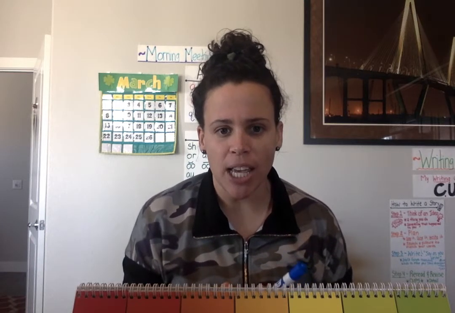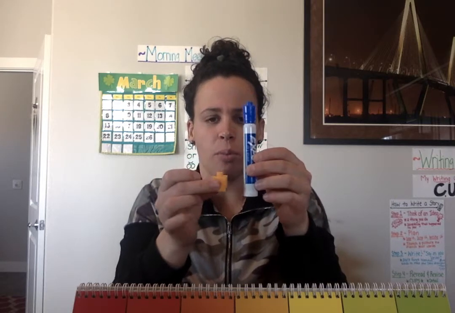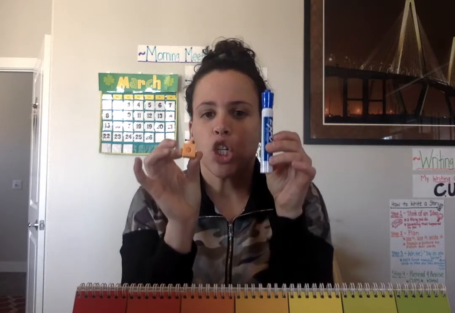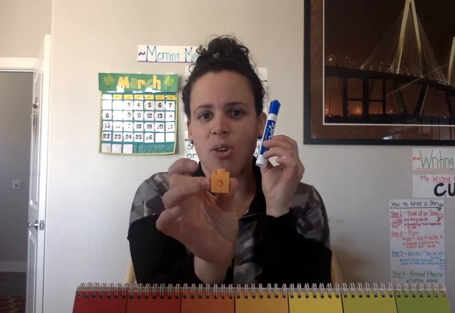Our new topic, topic 12, is all about measurement and measuring. Yesterday we talked about some vocabulary words: longer, shorter, longest, shortest. I have two objects here, a whiteboard marker and a connecting cube. Out of these two objects, which one is shorter? If you said the cube, you are correct. This one is shorter than the marker.